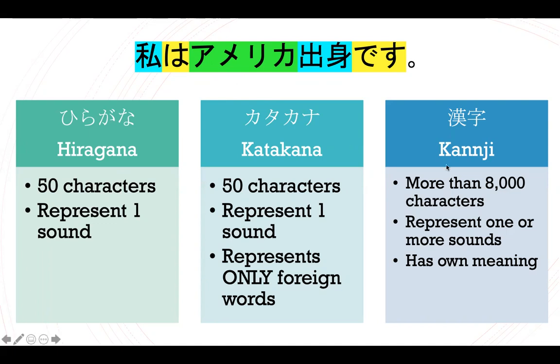Right. The last one, kanji. Again, kanji has the most complicated shapes. There are more than 8,000 characters. Of course, I don't know all of them. That's too much. Kanji was imported from China, so kanji characters are very similar to Chinese characters. Also, kanji represent sometimes one or more sounds.